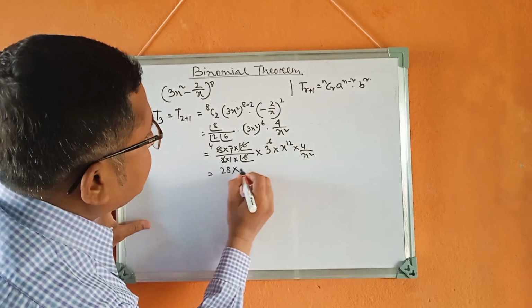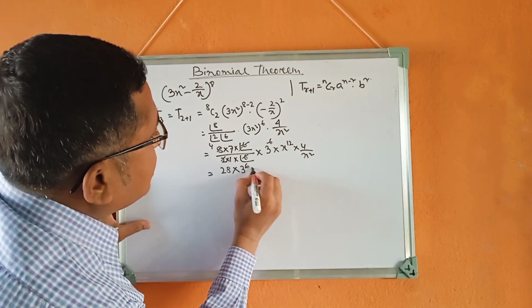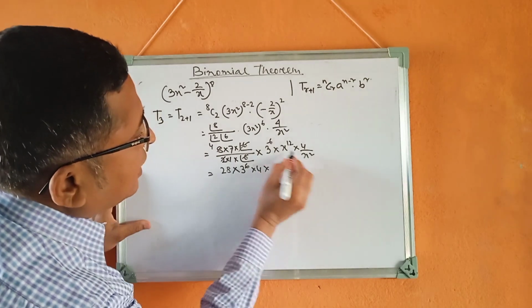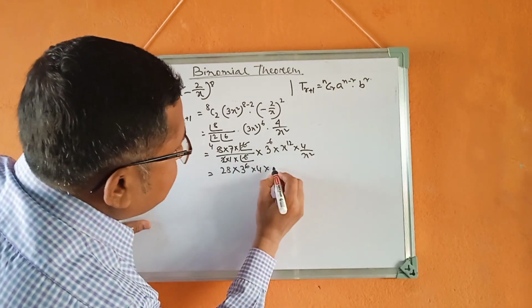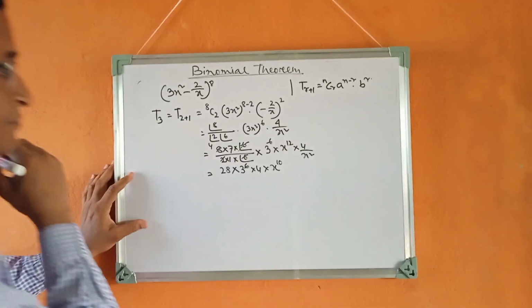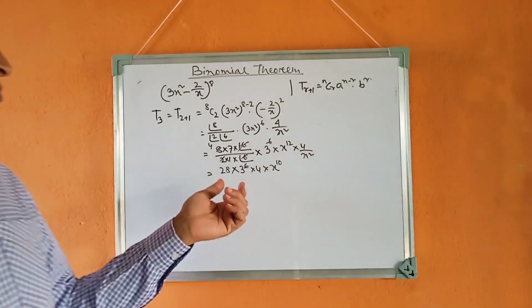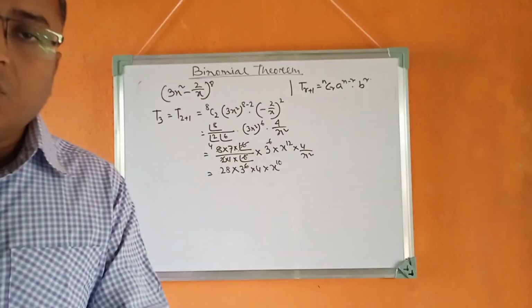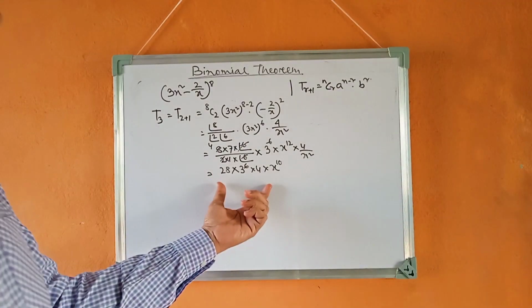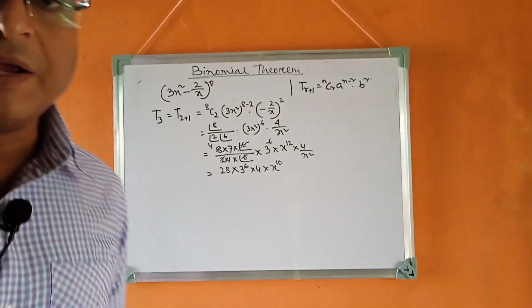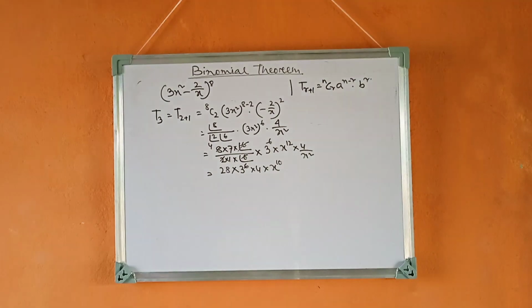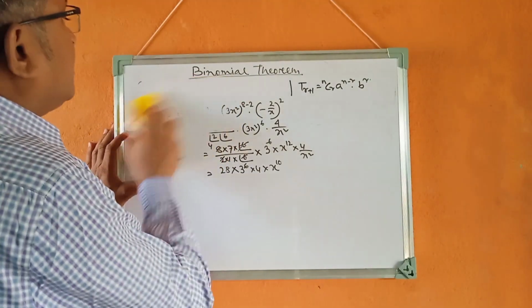Okay, 28 into 3 to the power 6 into 4 into x to the power 12 by x square, that is x to the power 10. Now do this multiplication and get the result. This is the third term of this binomial expansion. Okay, now come to the next sum.